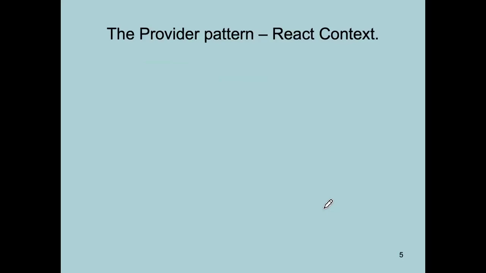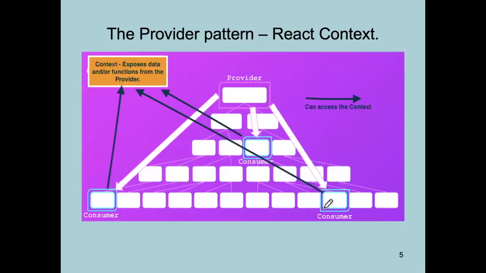Here's the actual implementation elements. Or sorry, before I do that, here's my visualization of it. My orange box on the top left is my visualization of this context construct. We can see now that our consumers somehow can access it directly, so there's no longer the need to be passing props down along the hierarchy. But that's just a visualization.